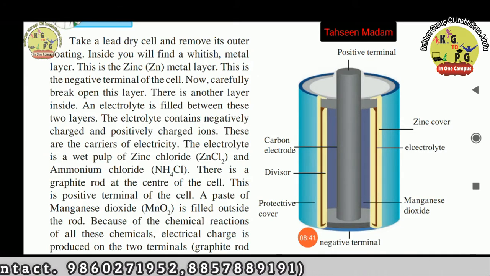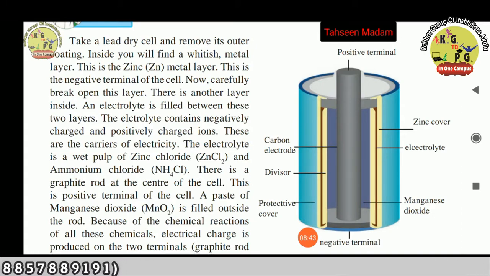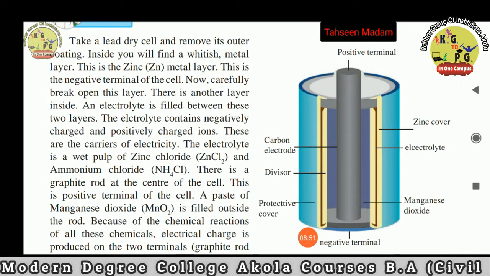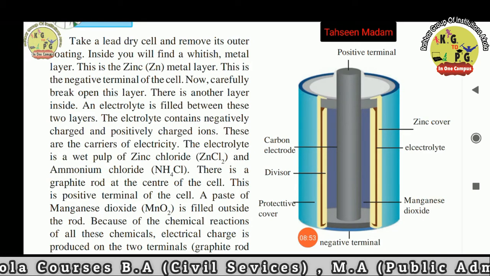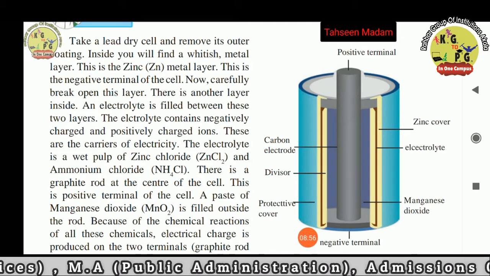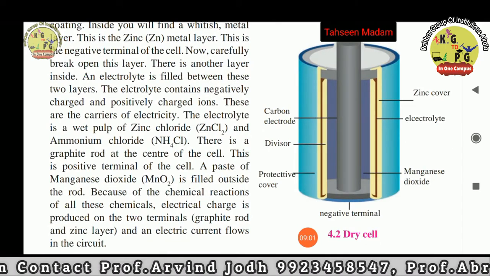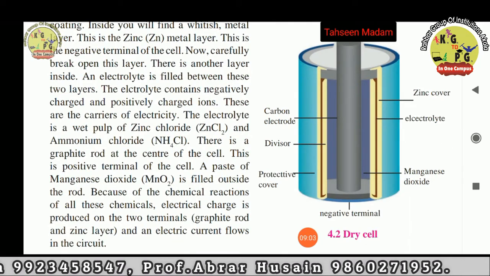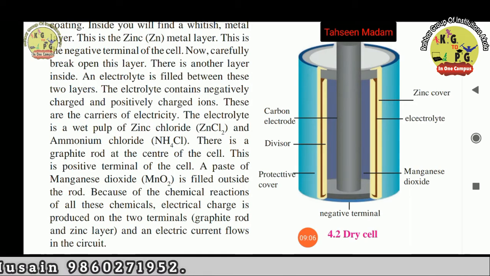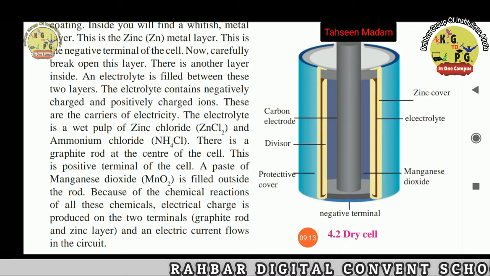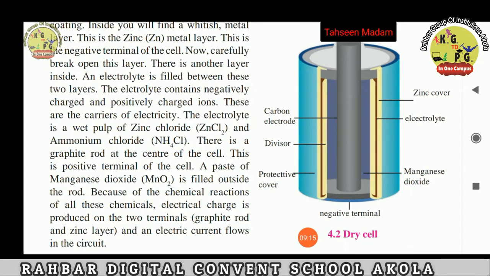The electrolyte contains negatively charged and positively charged ions. These are the carriers of electricity. The electrolyte is a wet pulp of zinc chloride, ZnCl2, and ammonium chloride, NH4Cl. There is a graphite rod at the center of the cell. This is the positive terminal of the cell. A paste of manganese dioxide, MnO2, is filled outside the rod.